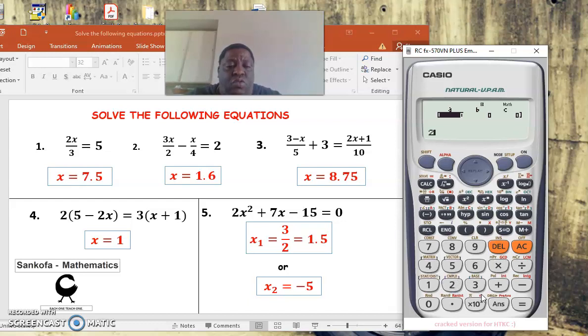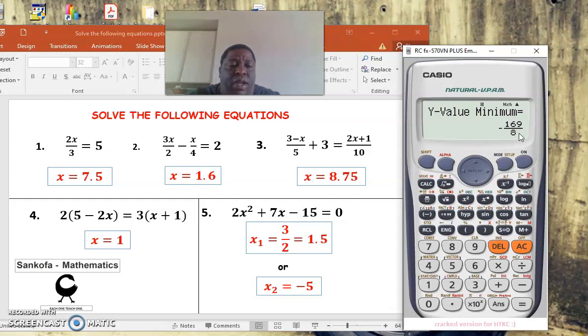All right, so it's 5, then you press equal to, and then 7 hit equal to, and then negative 15 you hit equal to. So now when you press equal to again, it gives you one value, which is 3 halves, which you can change as 1.5 as a decimal. And then you press equal to again, you get -5, which is the second solution to that equation. Once you hit equal to again, you get the minimum value, which is -7/4. That's the turning point of the graph and its corresponding y value.